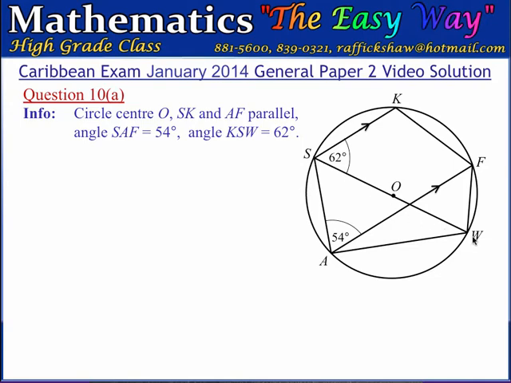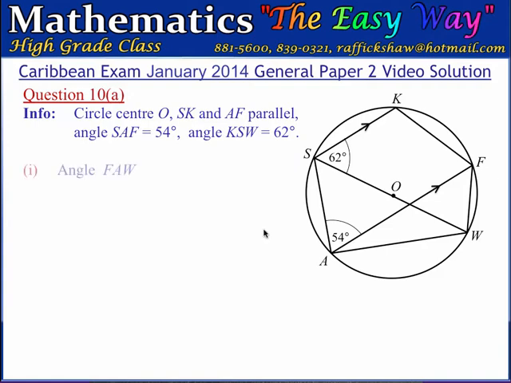And SW is a diameter because it passes through the center of the circle, and we are given angle SAF. Angle SAF is this angle here. It is 54 degrees. And we are also given angle KSW. Angle KSW is this angle here, and that is 62 degrees. Now we are required in this question to find a few angles, and we are to give the reasons for our answer in each case. So this is a circle theory question.